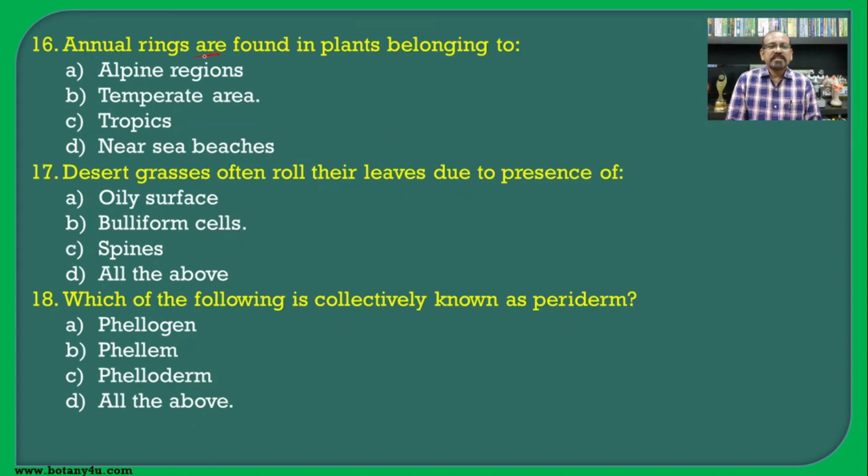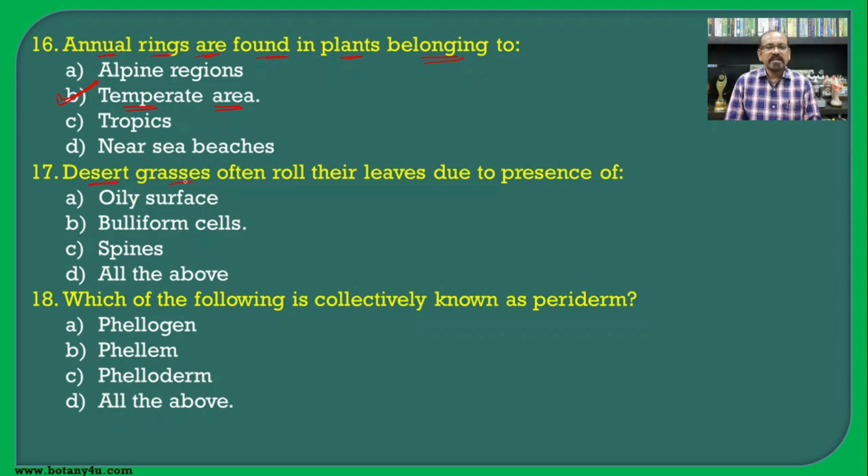The annual rings are found in plants belonging to. If you see the different types of plants which are growing in different regions, the most prominent annual rings that can be easily counted are found in the temperate areas, and this type of annual rings are present in the temperate areas because of the seasonal changes.